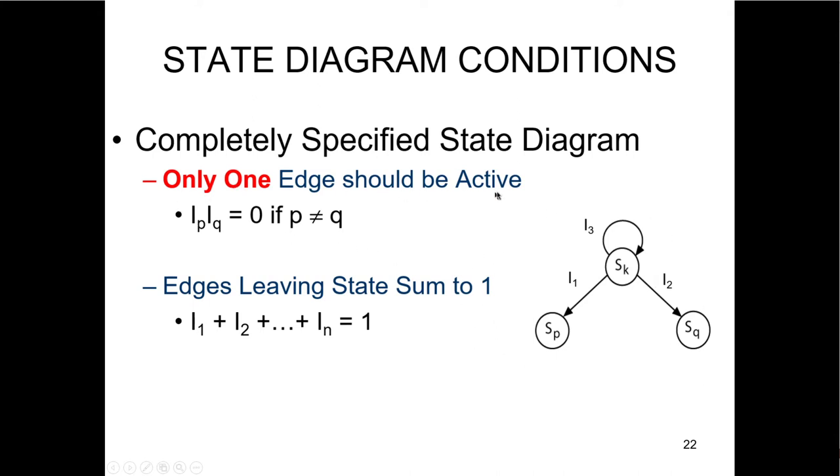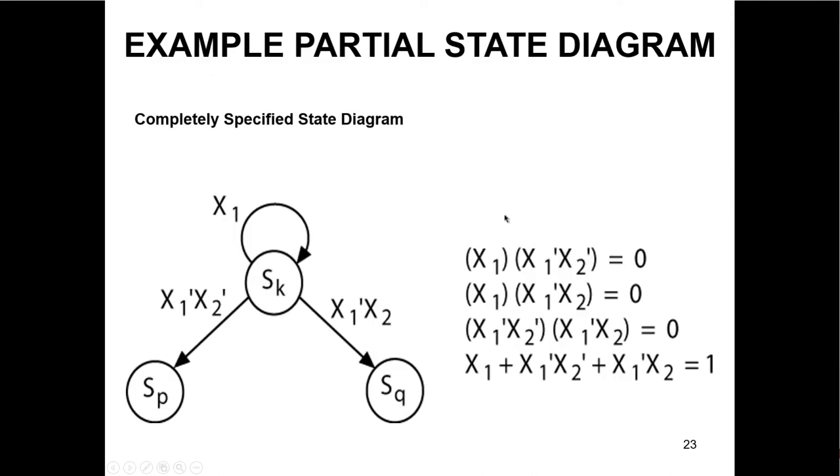So only one edge should be active. But if you have both I1 and I2 active, then you have to say, okay, then you're not going to either one if P doesn't equal Q. Okay, so the edges leaving the state have to sum to one.